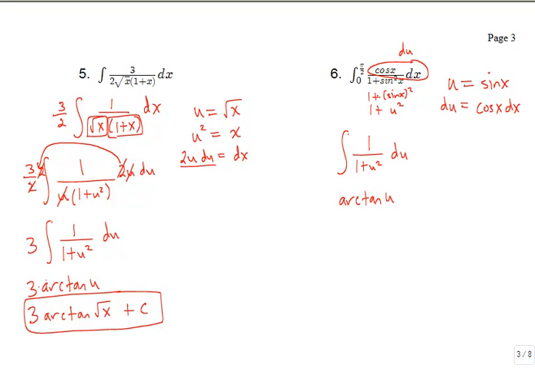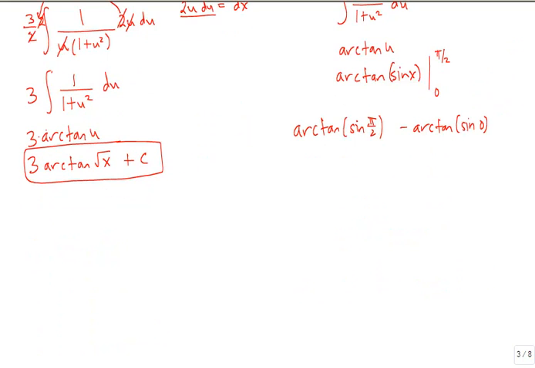We do have some bounds here, so I'm going to go ahead and substitute back in terms of x. U, remember here, was sine of x. And now I'm going to use my x bounds, so 0 and pi over 2. So this is going to be arctan of sine of pi over 2 minus arctan of sine of 0. And we should know those values. Those are good values. Sine of pi over 2 is 1. Sine of 0 is 0. So this is arctangent of 1 minus arctangent of 0.